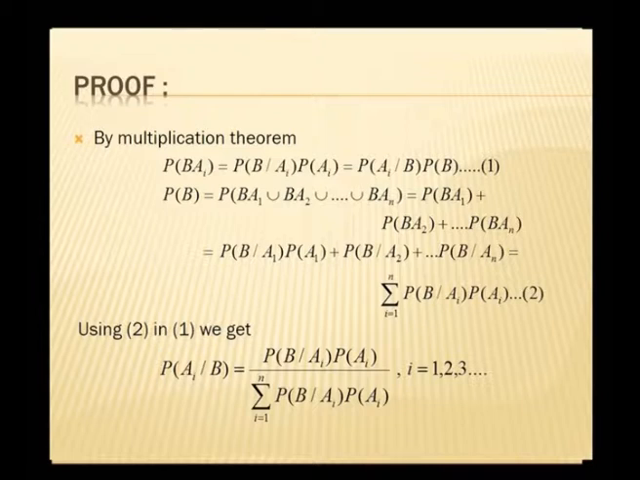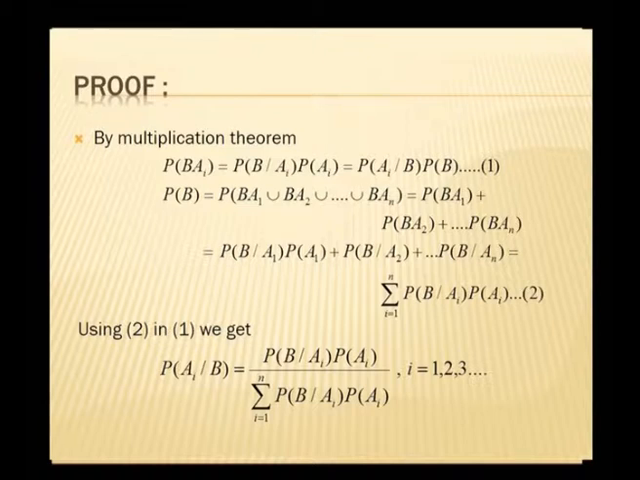Also, B is the event which depends on each of the events A1, A2, etc., An. Therefore, since A1 to An are mutually exclusive, B into A1, B into A2, etc., B into An are also mutually exclusive. So, if we take the probability of their union, it is going to be the sum of their probabilities, that is P of B into A1, P of B into A2, etc.